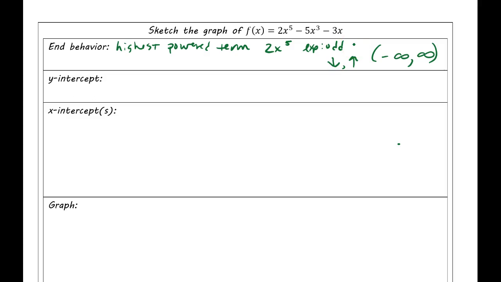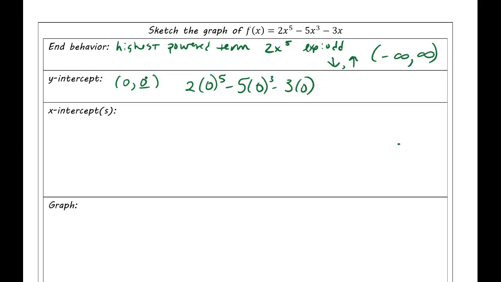Now my y-intercept, like I said, is the easiest thing ever. It's whenever x is equal to 0. So I'm just going to take my expression and plug in a 0 for all of my x's. When I do that, I math it out and I get 0. So that one was pretty easy.